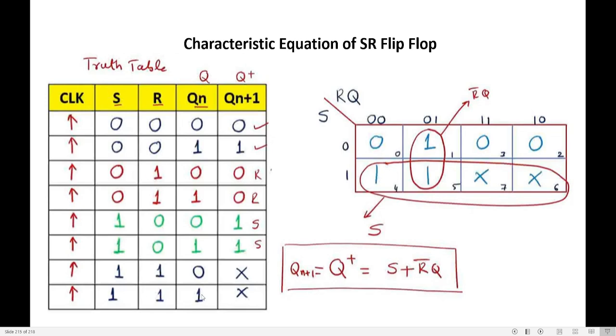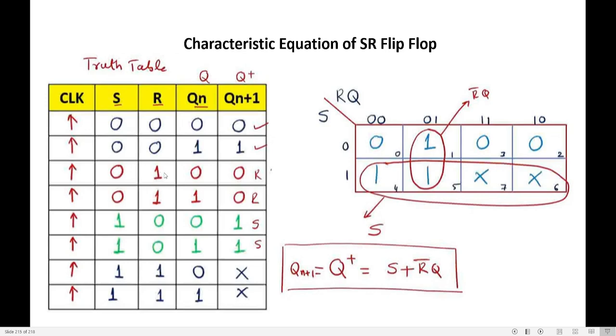After filling it, what you need to do is SR. The simple way of remembering SR flip-flop is when S and R both are zeros, there will not be any change in the output. So whatever you have in Qn will come as such. When S and R are 0, 0, there will not be any change in the output. Whatever value you have in the Q will come in Q of n plus 1.